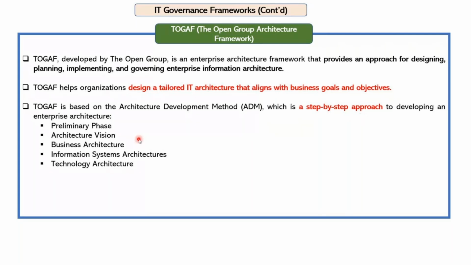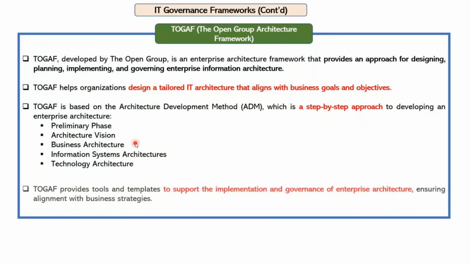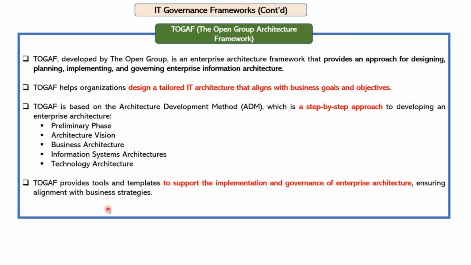So that is the preliminary phase, architecture vision, business architecture, information system architectures, and technology architecture. So TOGAF provides tools and templates to support the implementation of governance of enterprise architecture, ensuring alignment with business strategy. Everywhere you will see alignment of IT with business, alignment of IT with business. Fine. So we'll see quickly some of the governance structures, roles, and responsibilities.